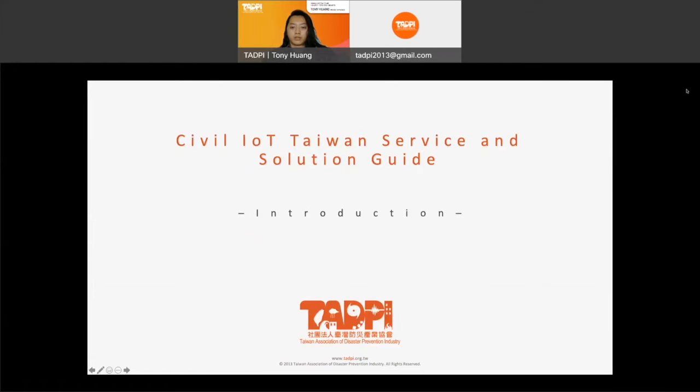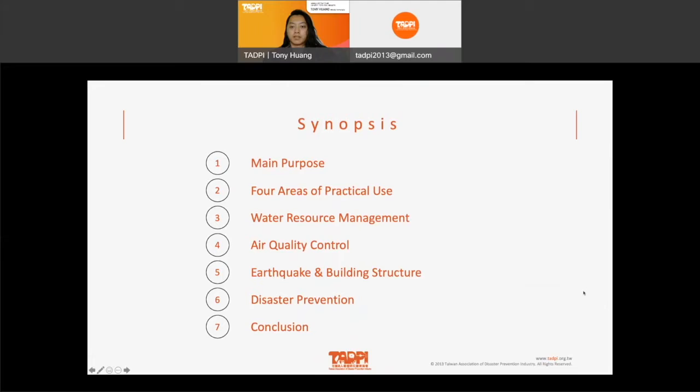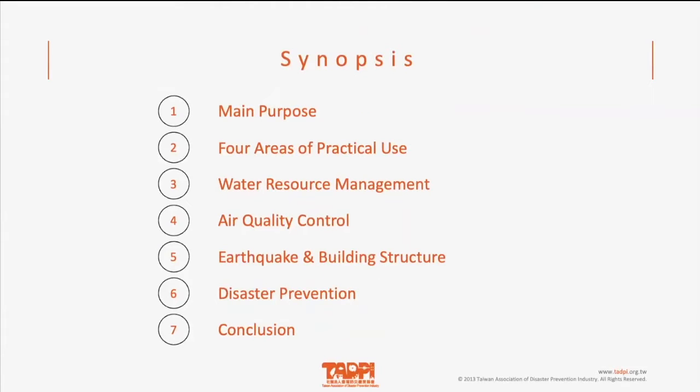So let's go to next slide. Here's the synopsis of my presentation. First of all, I'm going to talk about the main purpose of the Civil IoT Taiwan project. Afterwards, I will show the four environmental areas that the project focuses on. After we have a brief understanding of the Civil IoT project and the practical usage of its technology, I will introduce some of the companies that participate in this project.